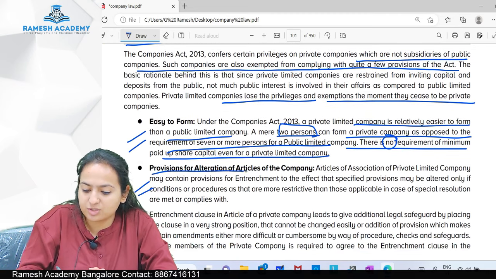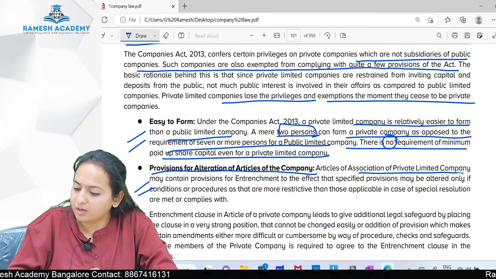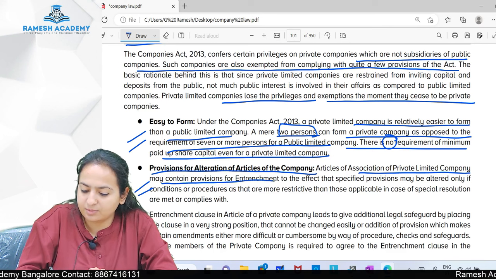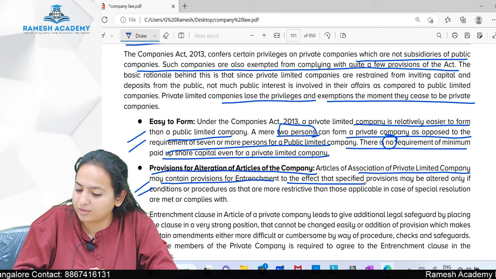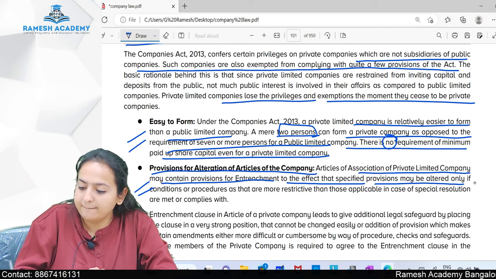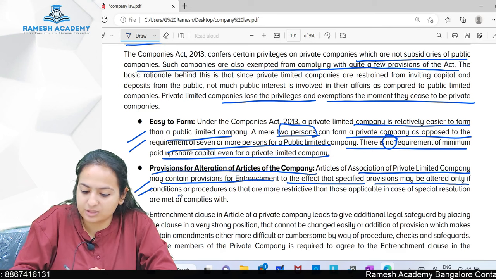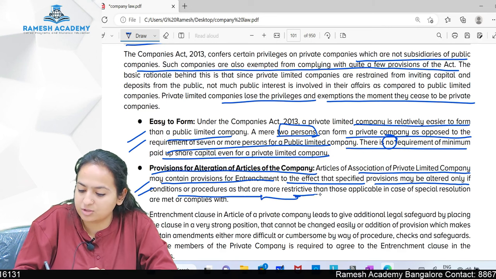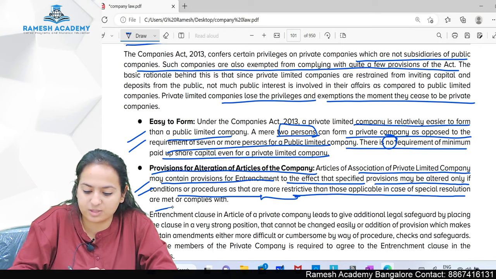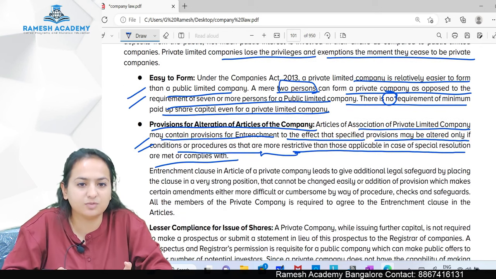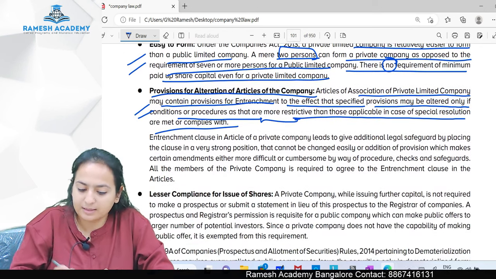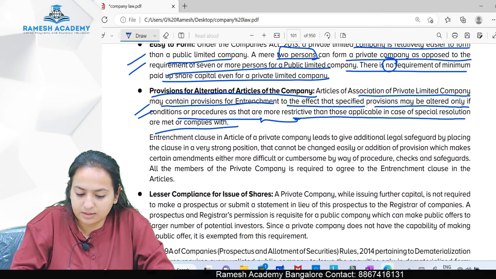Second is the provision for alteration of AOA. The AOA of a private limited company may contain provisions for entrenchment, to the effect that specified provisions may be altered only if conditions or procedures that are stricter than those applicable to special resolutions are met. So it has the provision to alter the AOA. Then third is lesser compliance for issue of shares.